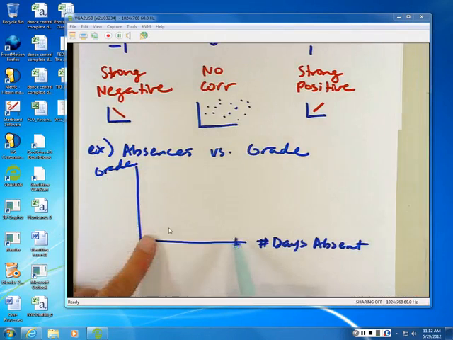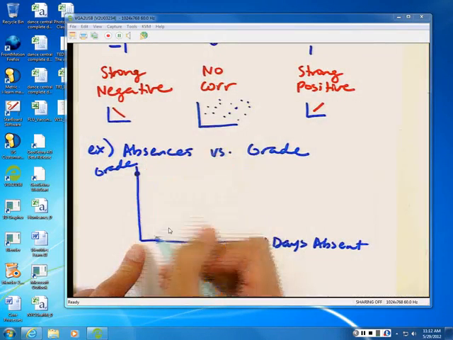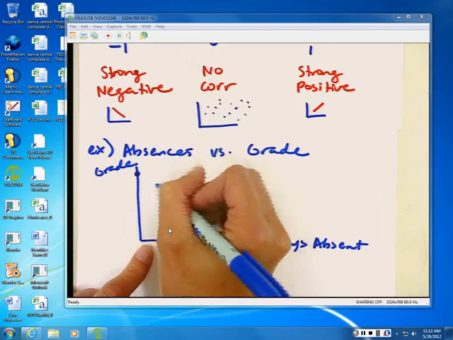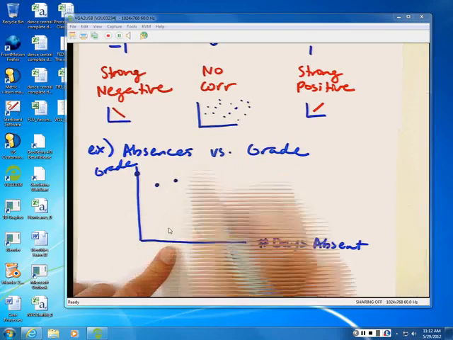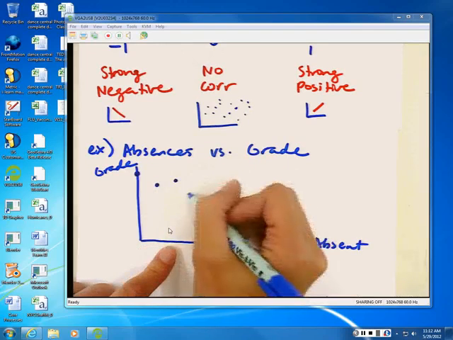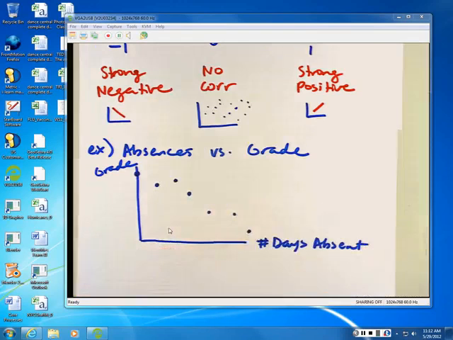It won't be perfect, but here's a student who didn't miss any days, and maybe their grade is up here. Here's a student that missed just a couple of days. Oh, look, they got a little higher grade, but they're a good worker. They were just sick or whatever. But I would expect a trend to happen with my data. So I would expect that the more days you miss, the lower your grade is likely to be.